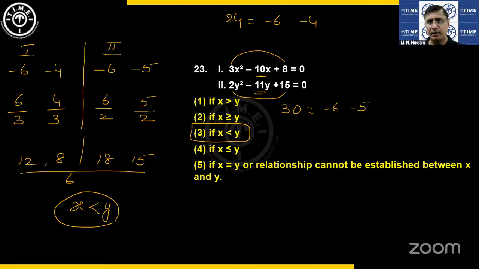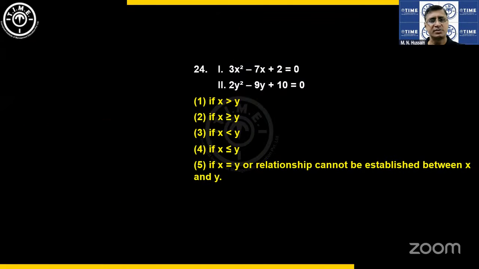Okay. Now moving to the next example, question number 24 on your screen. 3x square minus 7x plus 2 is equal to 0. 3 into 2 is 6. The product is 6 and the middle term here is 7. So what is the possibility here? 6 into 1 is 6. So minus 6 into minus 1 is a positive 6. By adding these two factors, we get the middle term, that is minus 7.